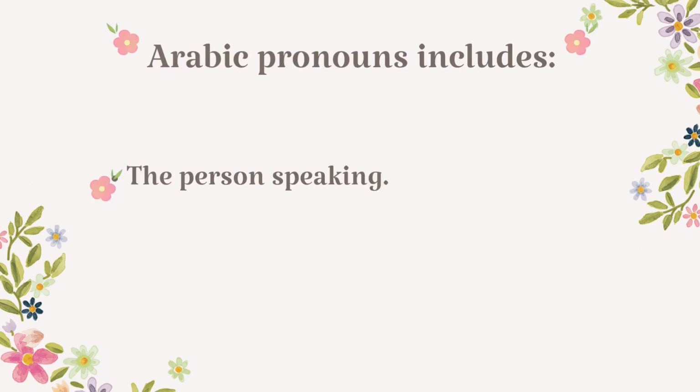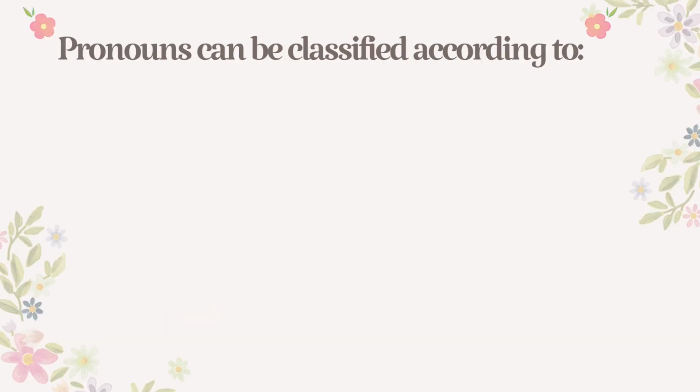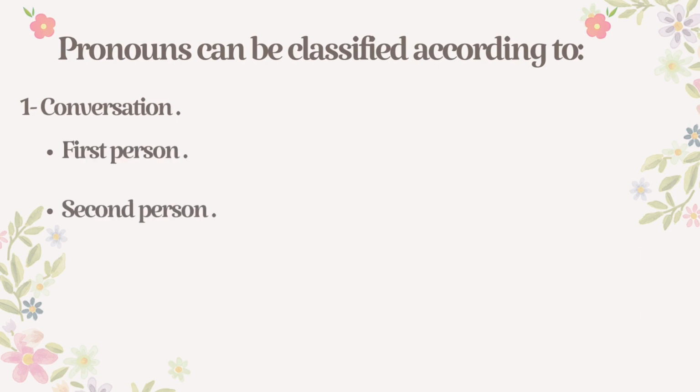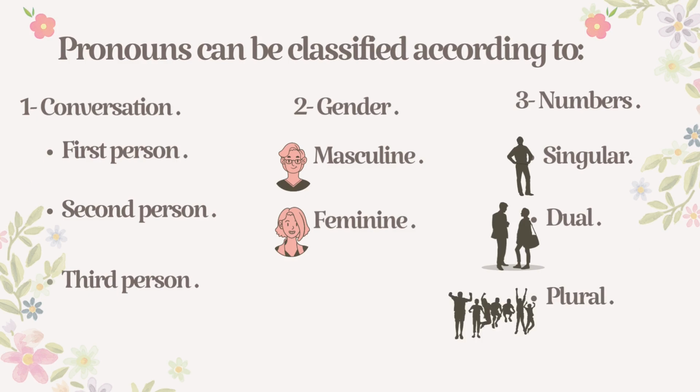Part 1. Arabic pronouns include the person speaking, the person spoken to, and finally the person or things spoken about. Pronouns can also be classified according to conversations: first person, second person, and third person. They can also be classified according to gender, if it's masculine or feminine. And finally, it can be classified according to numbers, if it's singular, dual, or plural.